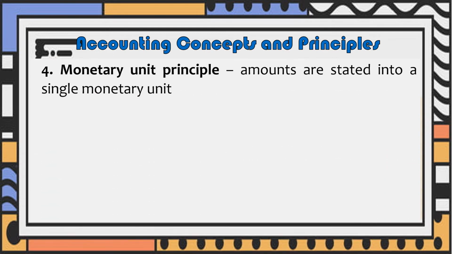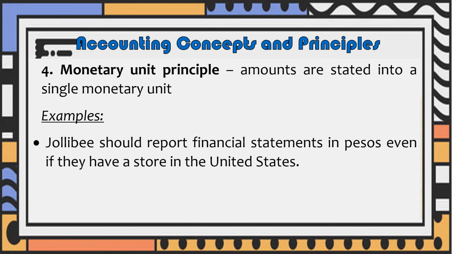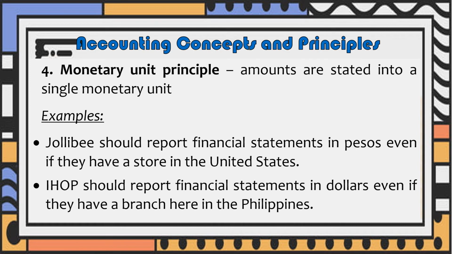For our fourth accounting concept and principle, we have the monetary unit principle. In this principle, any amount involved in the business is stated into a single monetary unit. For example, Jollibee should report financial statements in pesos, even if they have a store in the United States. IHOP should report financial statements in dollars, even if they have a branch here in the Philippines.